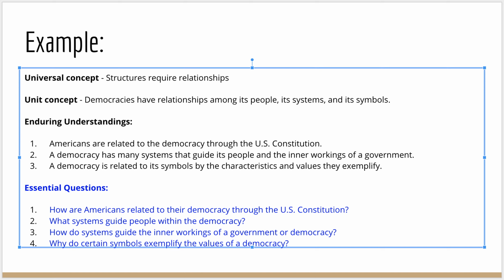Americans are related to the democracy through the U.S. Constitution. How are Americans related to their democracy through the U.S. Constitution? A democracy has many systems that guide its people and the inner workings of a government. What systems guide people within the democracy? How do systems guide the inner workings of a government or democracy? In question 3, a democracy is related to its symbol by the characteristics and values they exemplify. Why do certain symbols exemplify the values of a democracy?